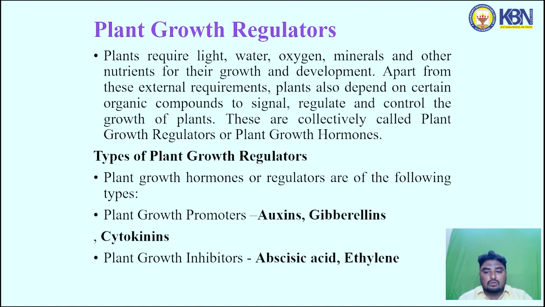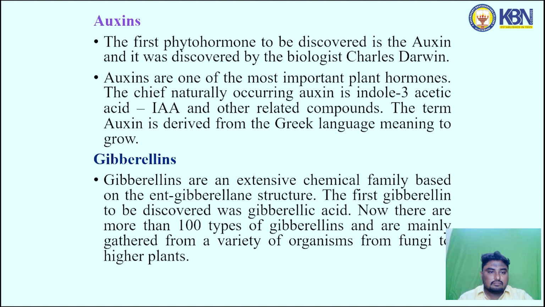The types of plant growth regulators. The plant growth hormones or regulators are of the following types. Plant growth promoters: auxins, gibberellins, cytokinins. The plant growth inhibitors: abscisic acid and ethylene. Next one is the auxin.